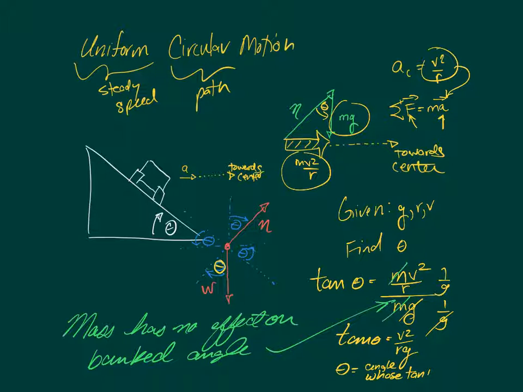Tangent theta is v squared over r g. Right? Theta would be the angle whose tangent is that. So we're done.